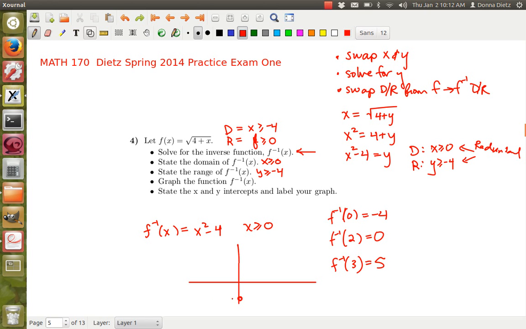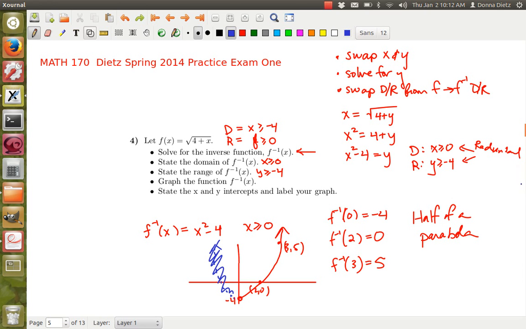so it gives you an idea of how to plot this. So you start at -4, 0, 2, 0, and then this is going to be 3, 5. Okay? Half of a parabola. Okay, so some people prefer to plot the whole parabola and then cross this part out. And that's probably what I would do, honestly.